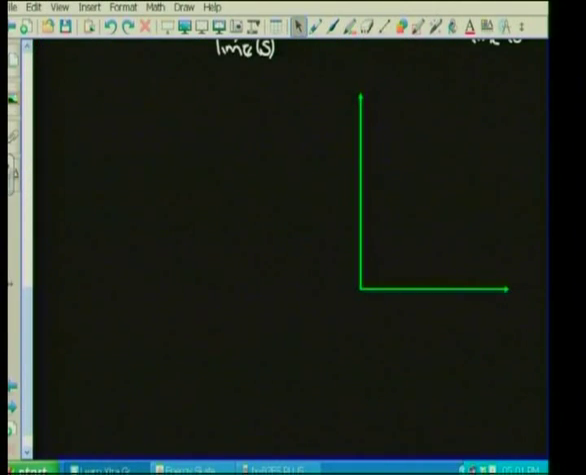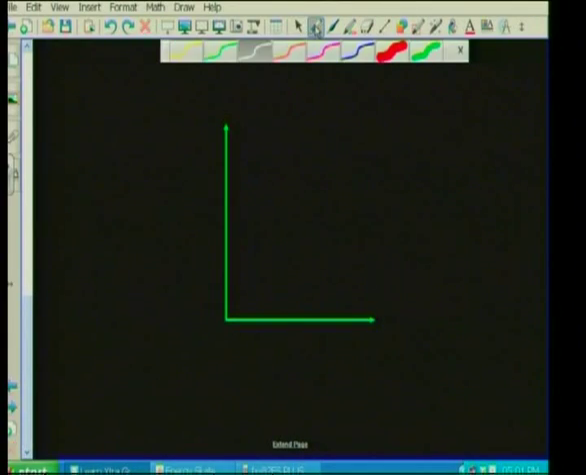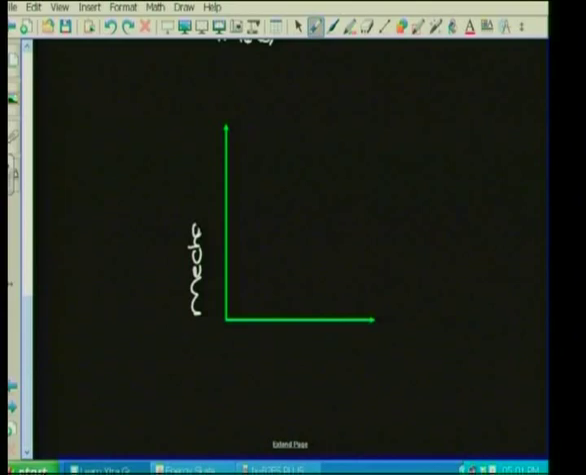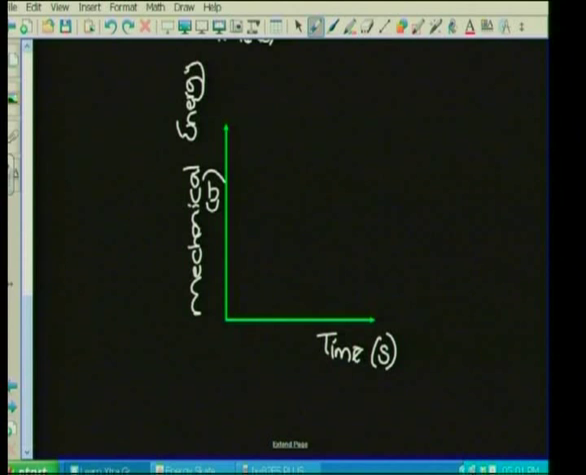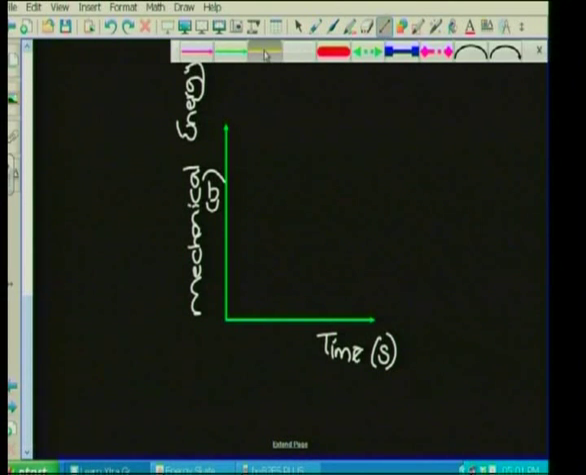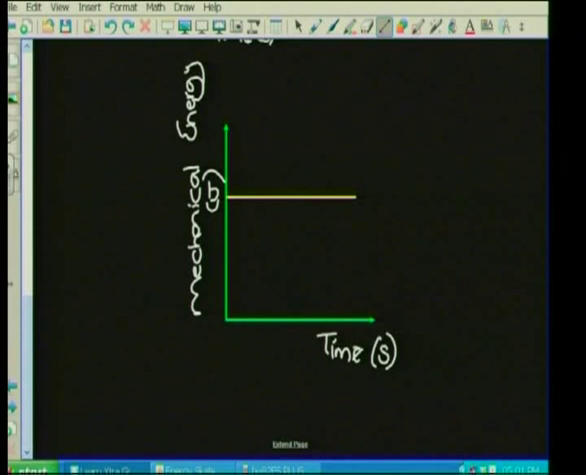So here we have our axes. I was getting all excited. There's my axes. Now we need to label them. This is total mechanical energy, also in joules. This is time. And we remember that the total stays constant, so it's a straight line. Simple as that. Nothing overly difficult with those. Those are a little bit of extension though.